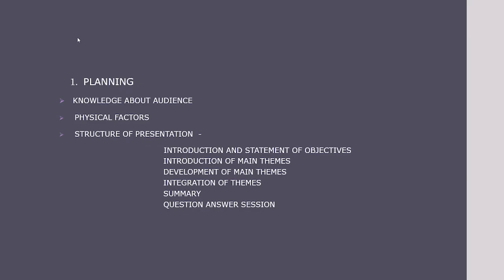Next is integration of themes. All the themes developed shall be combined together into a composite whole. A clear picture of the presentation shall emerge in the minds of the audience. Next is summary. The main points are highlighted to create a lasting impression. The action, if any, desired from the audience, that is, buying the product or hiring the service, should be conveyed. Summary of the presentation should be brief but forceful.